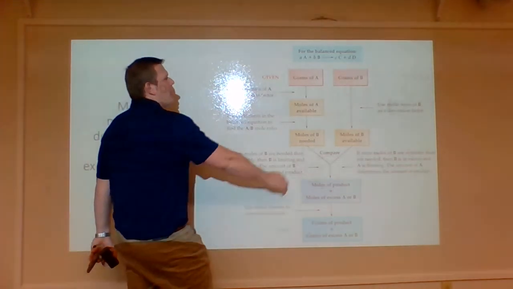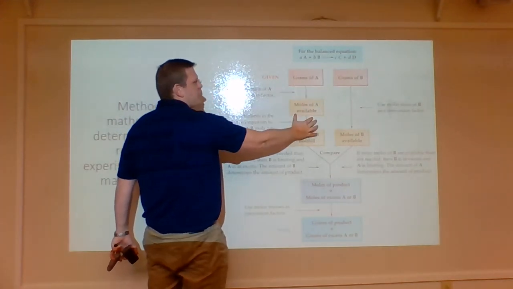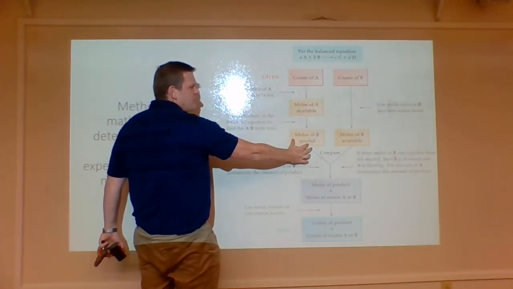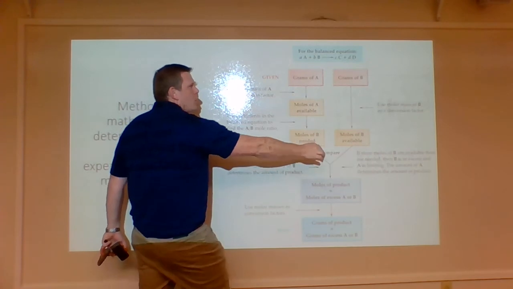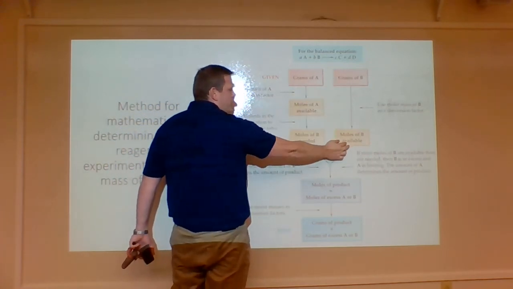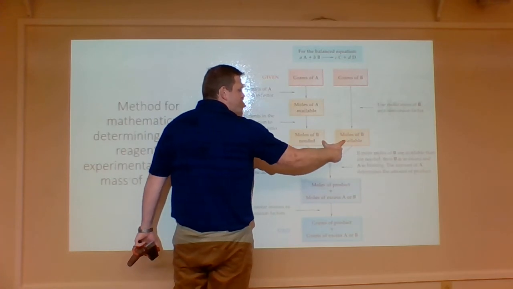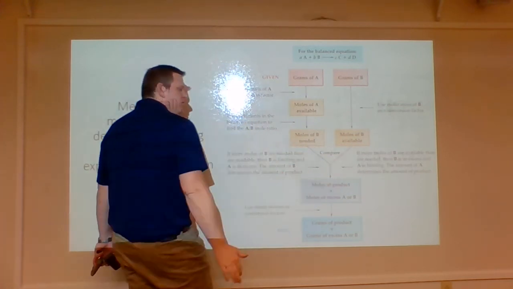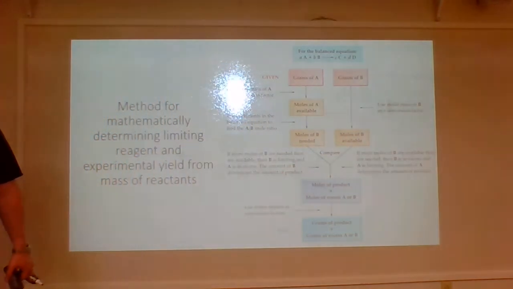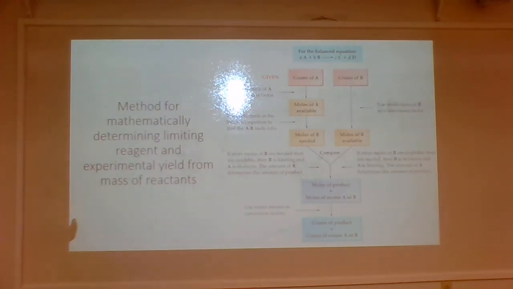Okay, so we see our grams of A converting into moles of A, and then converting into moles of B, whereas our grams of B can go straight into moles of B. Now these are both moles of the same thing, so we can directly compare the two to see which one is expected to produce more. And then that can give you what your limiting and your excess reagents are.